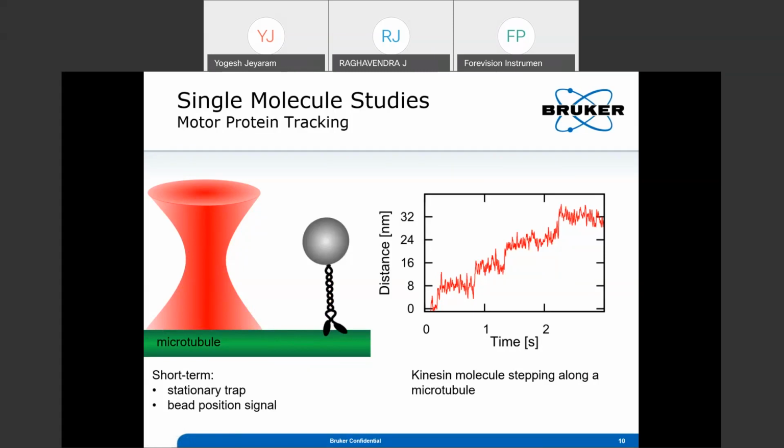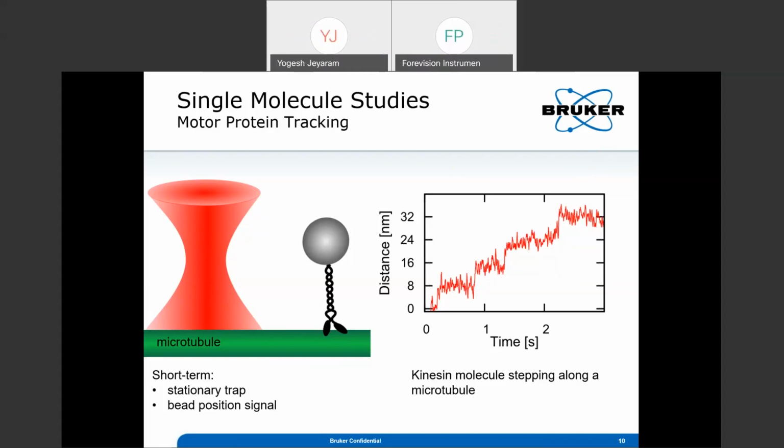Yeah. The general problem, if you use a stationary bead in this case, is you are limited to studying only a certain time duration. Yeah. So that means, when the motor protein moves far enough, it completely comes out of your trap.